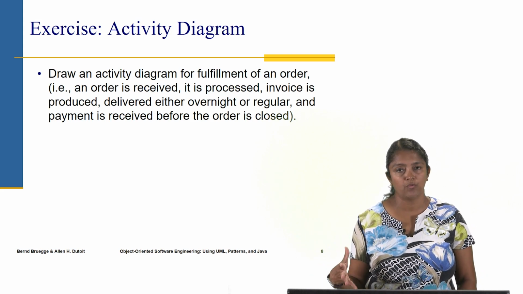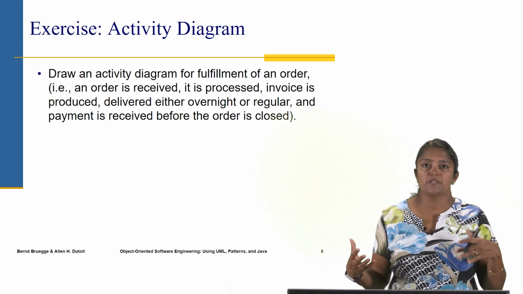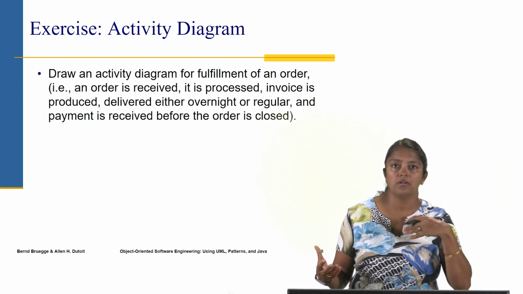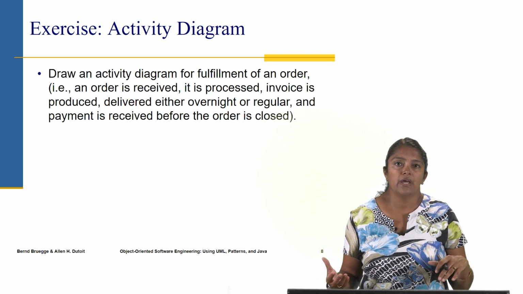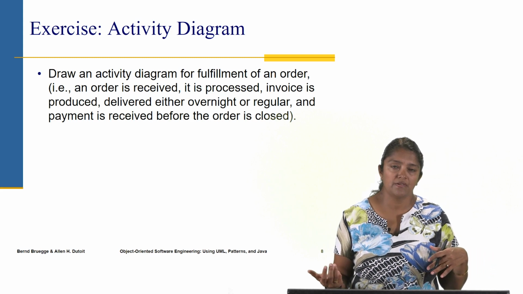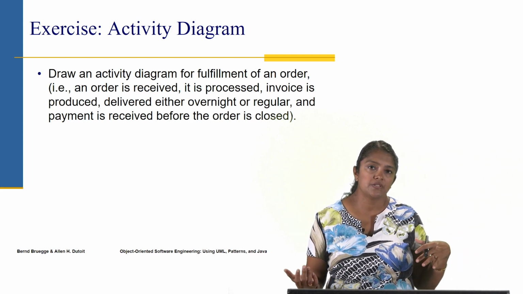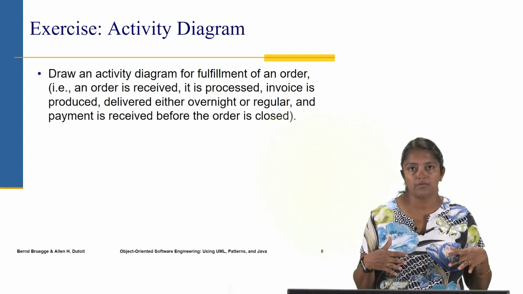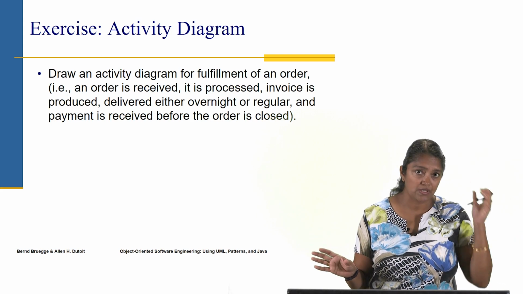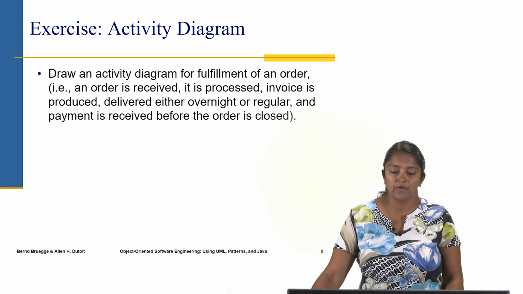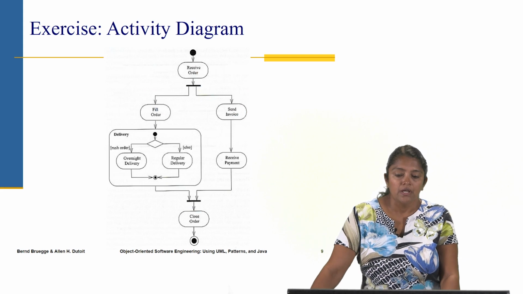That's the reason there's an invoice produced, and then irrespective of whether payment is received or not, the shipping is taken care of, and then the payment is independently received, and only when the payment is received, that's when the order is finally closed and the process is complete. So we need to create an activity diagram for this.